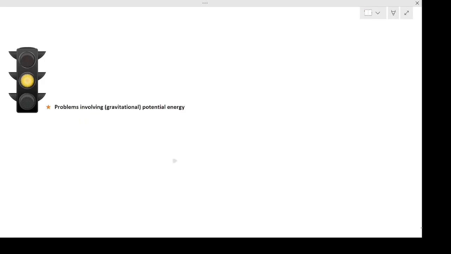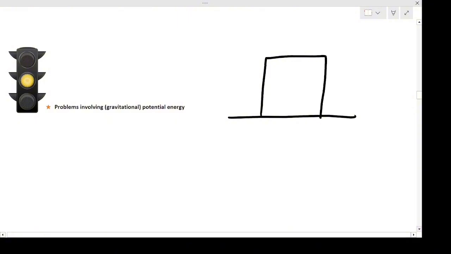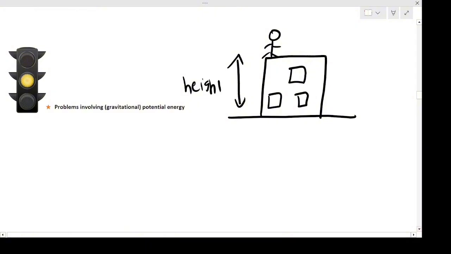Something like this, right? So if you have a ground, and then you have a big building, and so on. If you're on top of the building, let's say, then you're above the ground, right? That's your height. Now, when you go above ground, you gain gravitational potential energy, or we just call that GPE for short. So the higher you go up, the more gravitational potential energy you get.